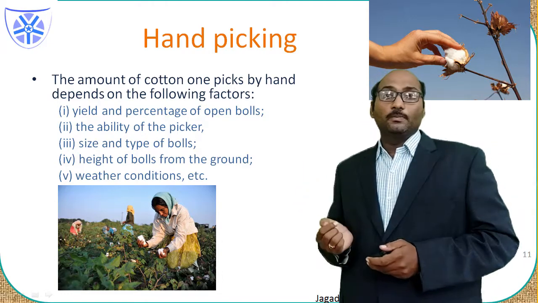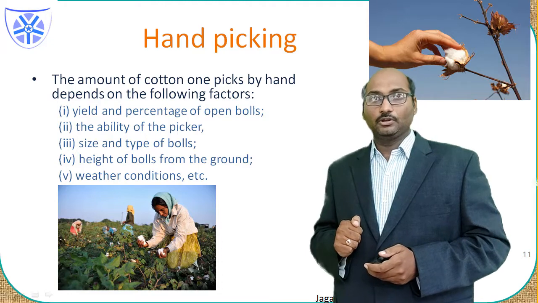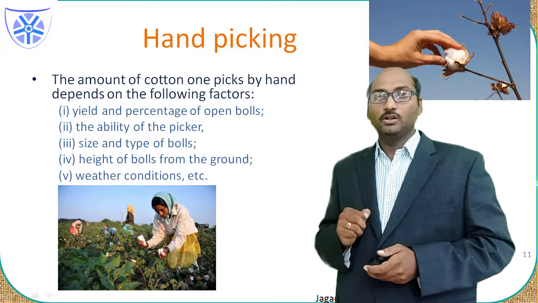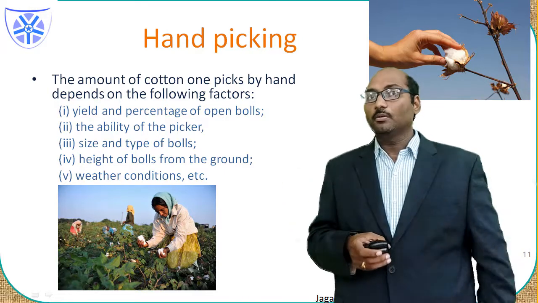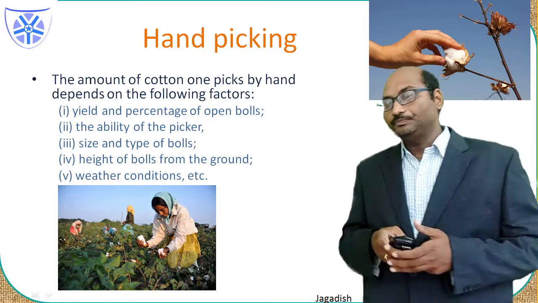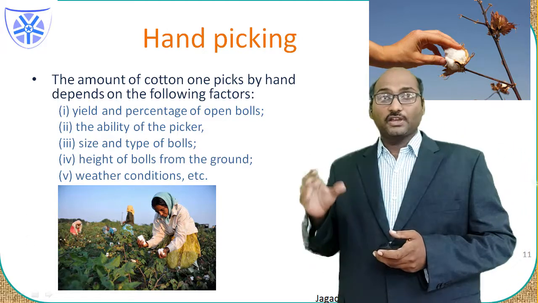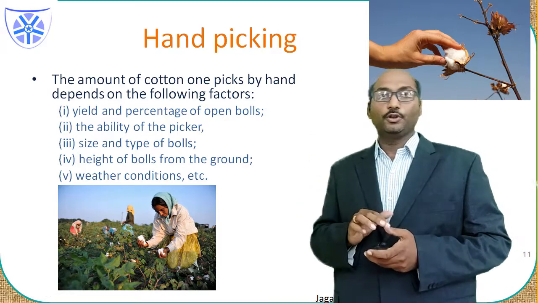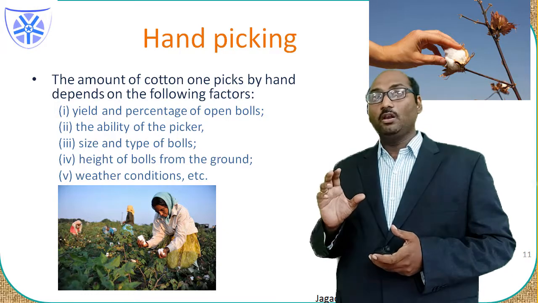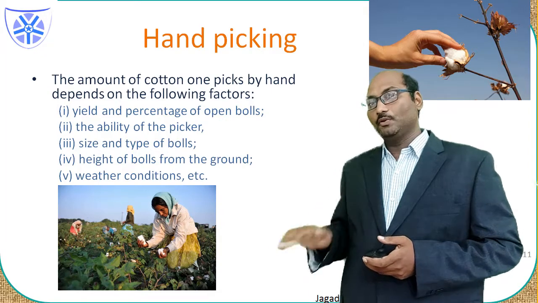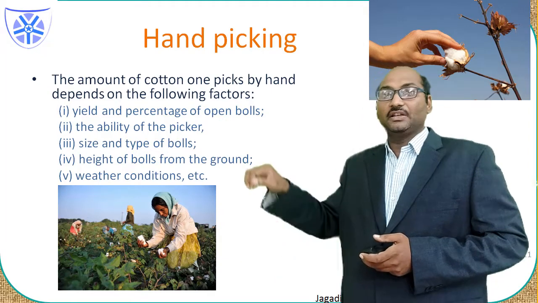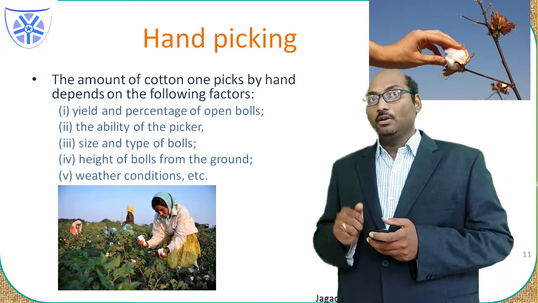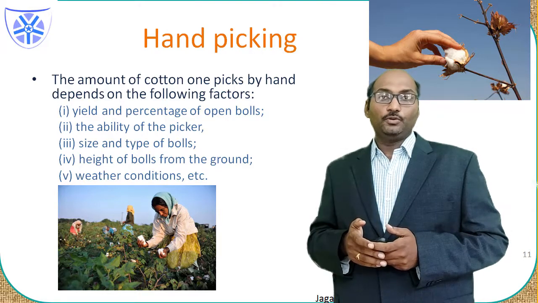Then of course it depends upon the ability of the picker, how good he is in his work, and depending upon the size and type of balls. As there are many genetic varieties, there are different ball sizes, and the number of pods in one ball is also going to change. Then the height of the ball from the ground. A few will be at 2.5 feet. A few cotton varieties are up to 4.5 feet or 5 feet. Okay. So depending upon the height also, the picking ability is going to change.